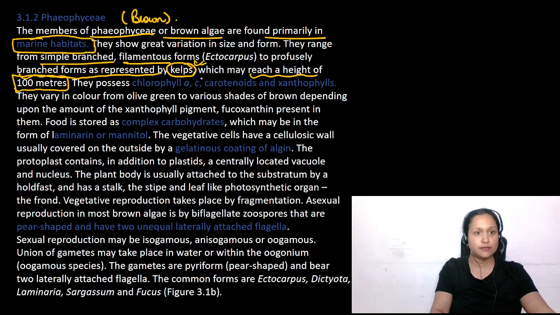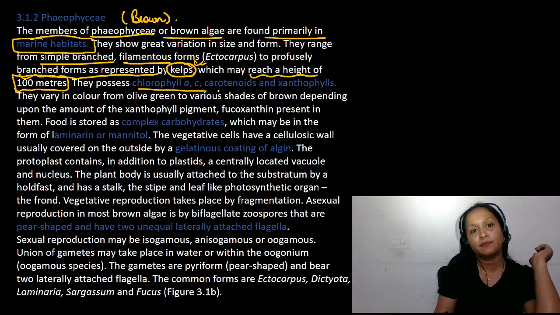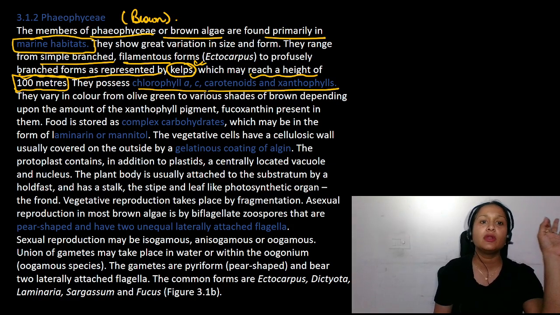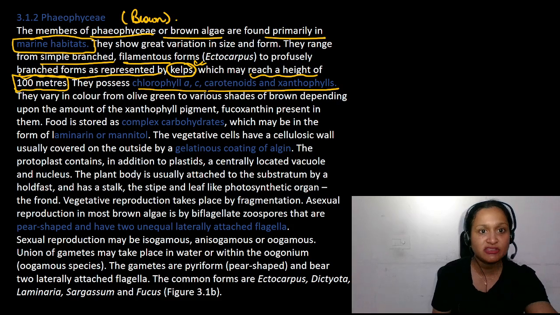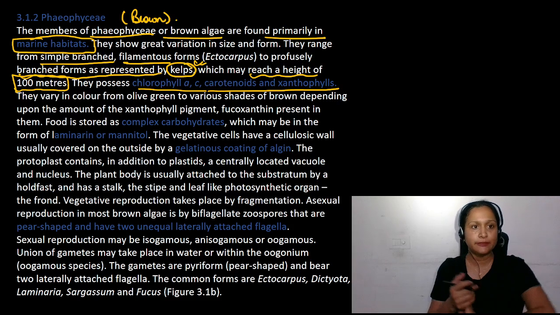They are brown algae. Now, if you talk about the pigment, here it is chlorophyll A and C. Besides this, carotenoid and xanthophyll. So I will make you learn how to remember which pigment is present in which algae. I will tell you the trick here. So keep in mind, watch the lecture till the end.